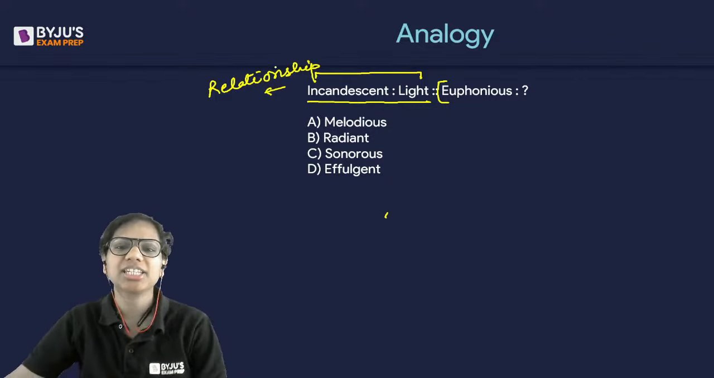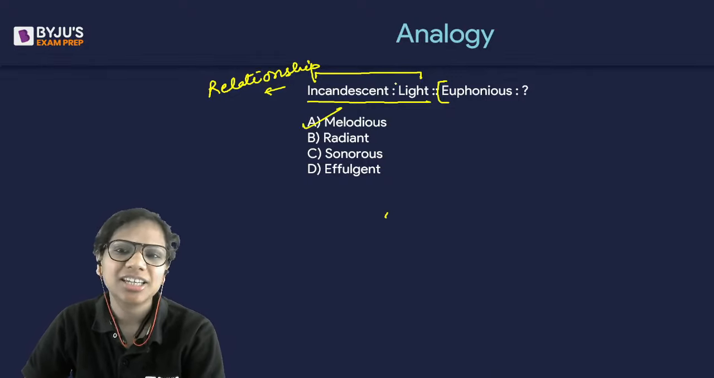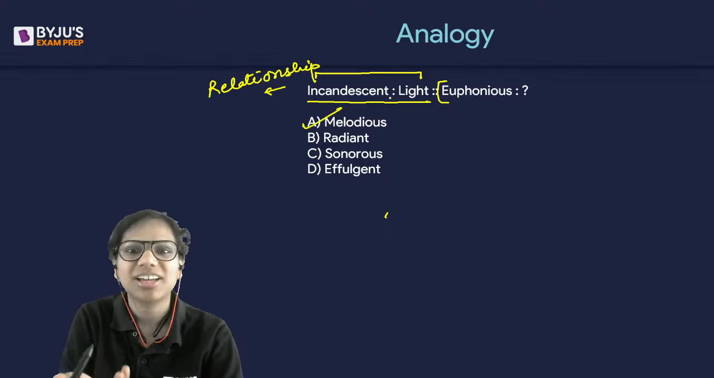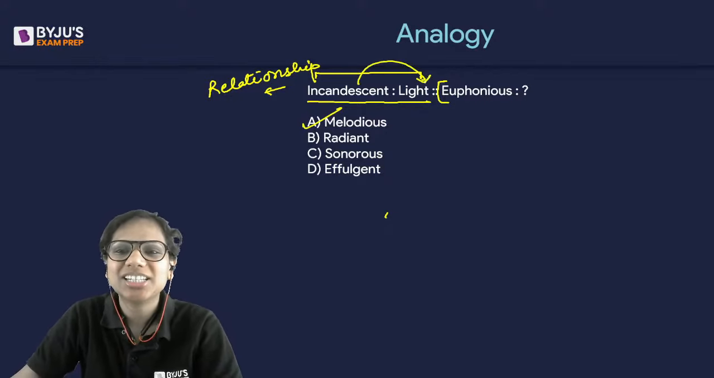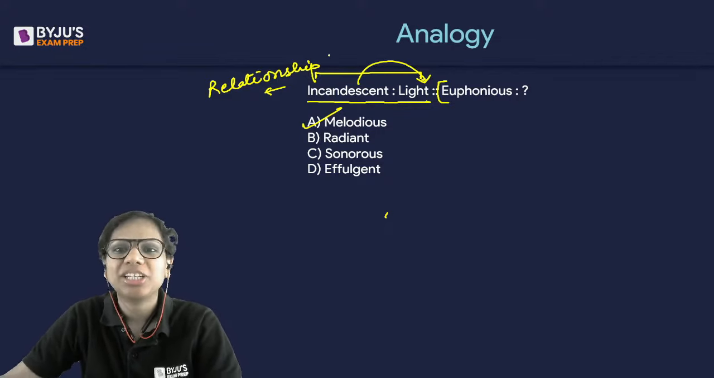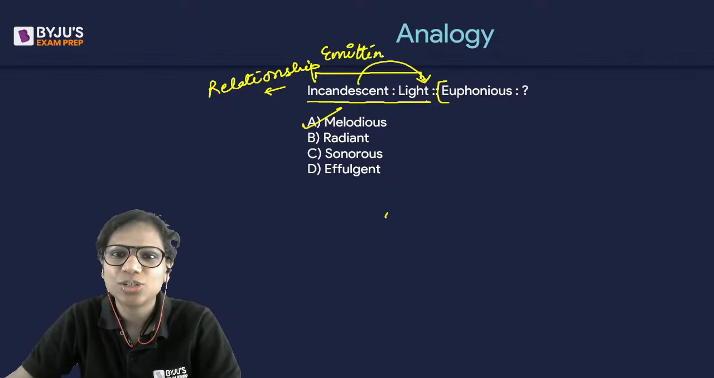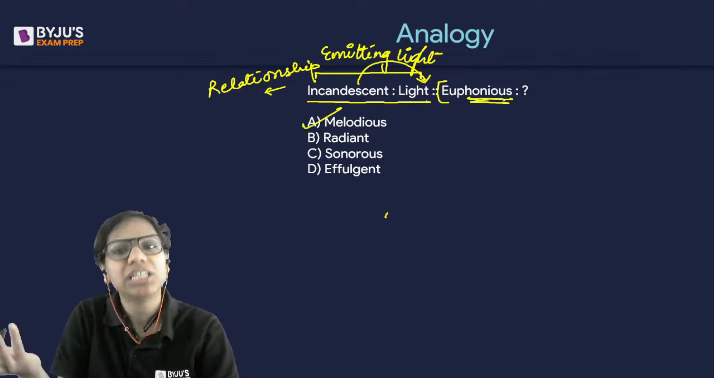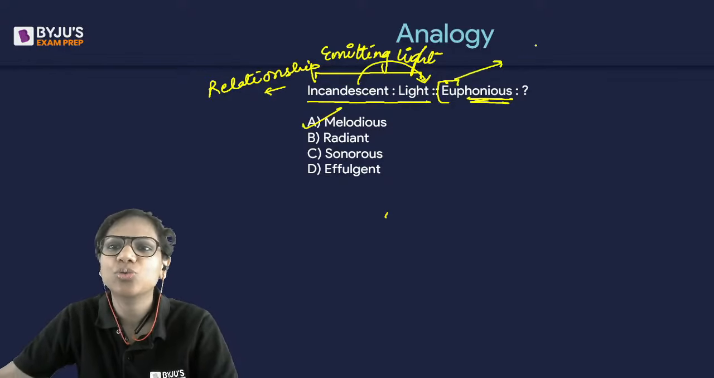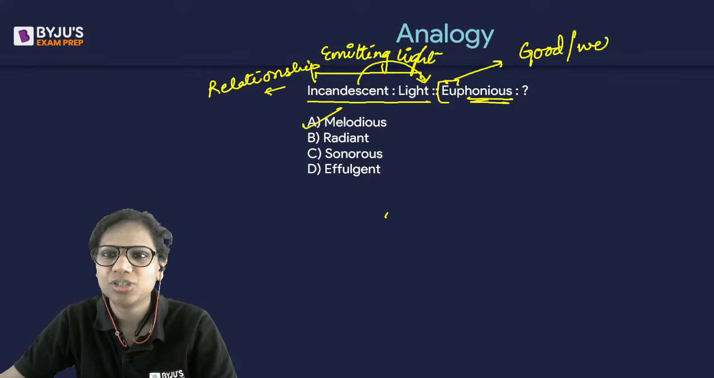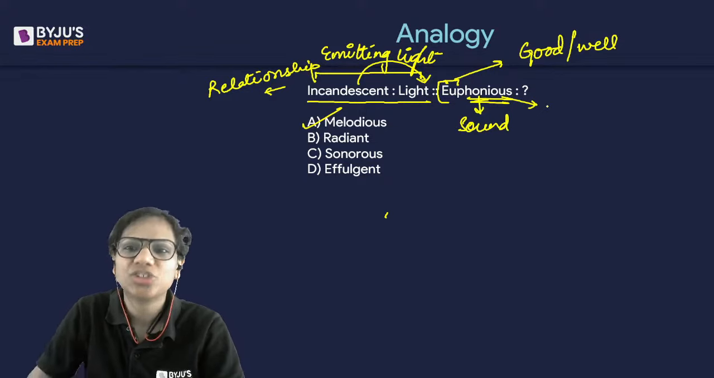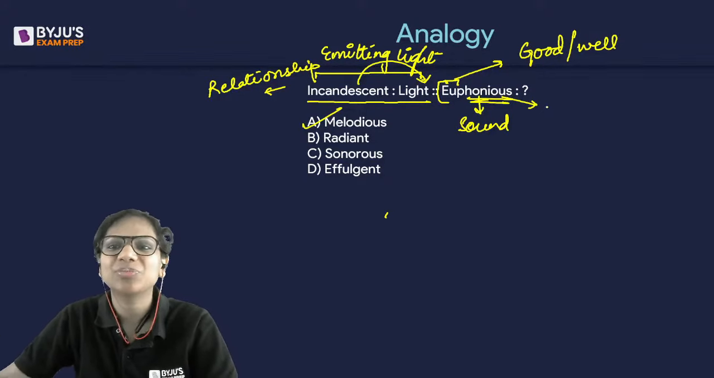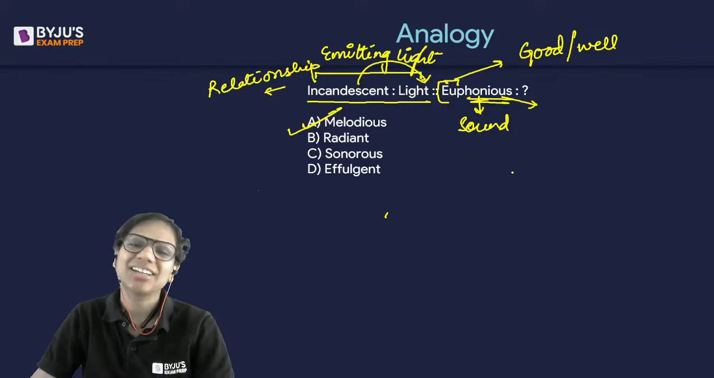Okay, absolutely correct. A is the answer. Incandescent emitting light, right? Incandescent bulbs. I think you could associate it with the advertisements that we see, incandescent bulbs. So incandescent is associated with light, right? It means emitting light as a result of heat. And I am looking for a synonym. I am looking for a meaning of euphonious. EU is a prefix that means good or well. Phone means sound. OUS turns this into an adjective. So having the quality of good sound, something that is melodious. So A is our answer.